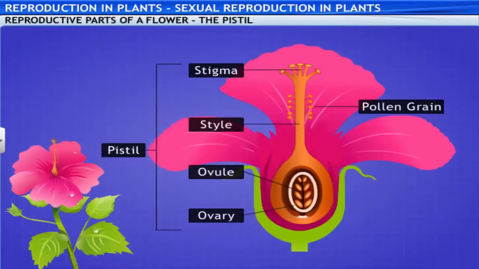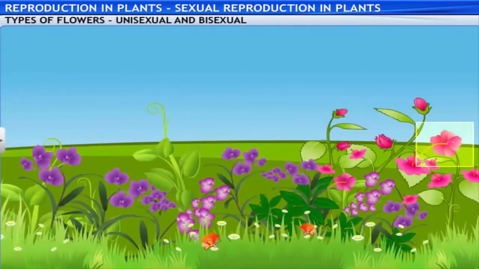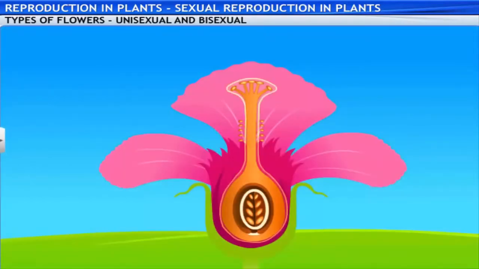The long elongated part of the pistil is called the style. It supports the terminal part of the pistil called the stigma. The stigma helps to collect pollen grains during pollination. Look at this hibiscus flower. It has both stamens and pistil.